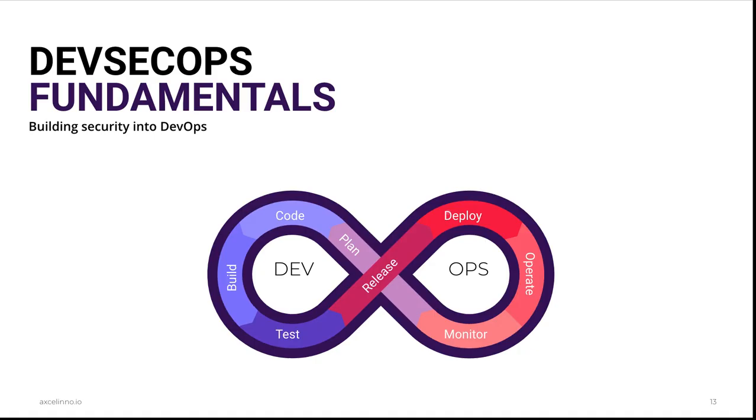So if you've been looking at DevOps for a while, this graphic should look very familiar, which is really the SDLC when we think of it from a DevOps and Agile perspective. We plan, we code, we build, we test, we release, deploy, operate, monitor, and we come back and we keep going. And then we've got the dev side and the ops side. But we now want to build security into this. So what does that look like?